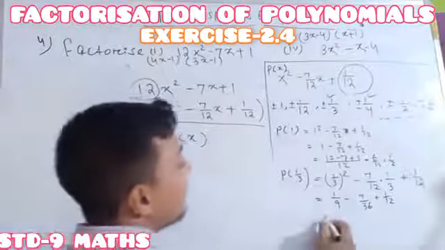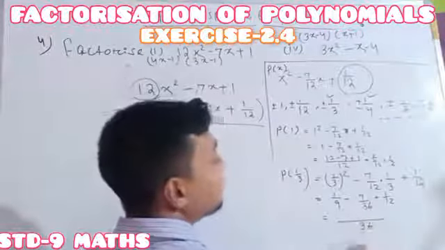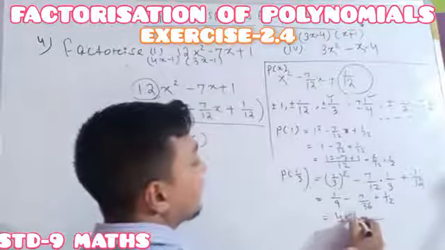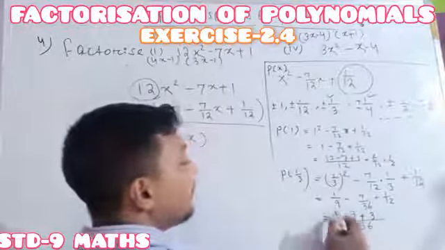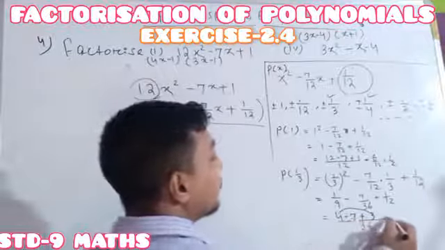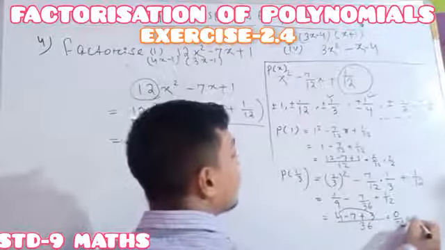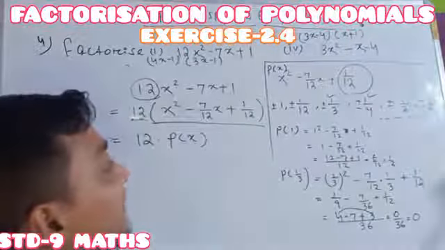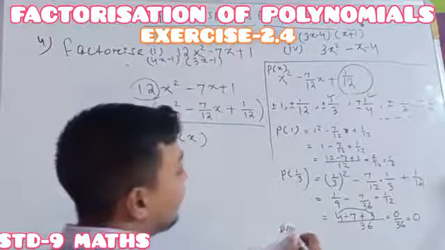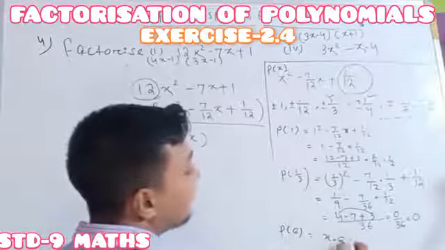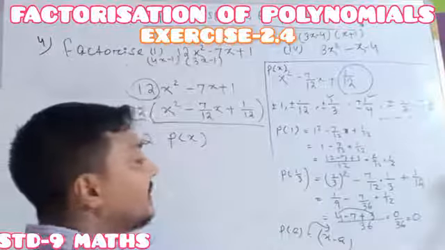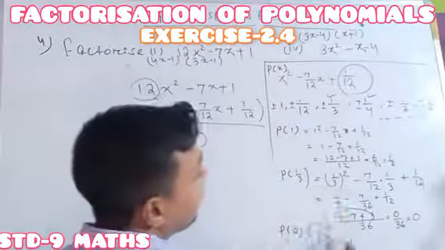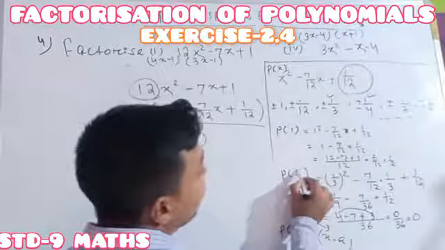Ready? So here the LCM will be 36. 36 divided by 9 equal to 4. Here it is 4 minus 7, here it is 3. Just see, 4 plus 3 equal to 7, minus 7 equal to 0 by 36, which is equal to 0. One of the formulas that was told to you: whenever p(a) equal to 0, x minus a is a factor. So here I have already got p of 1 by 3 equal to 0.